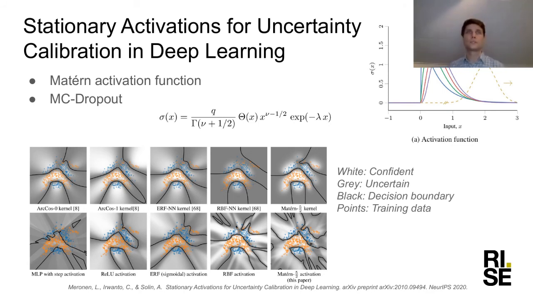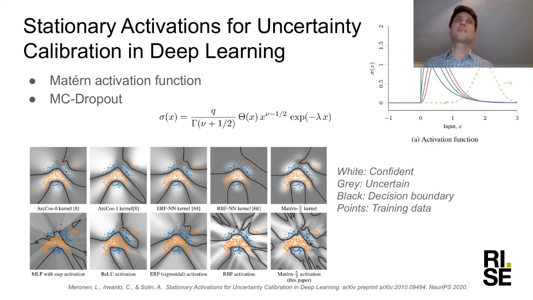Okay, so we are now in the slides regarding papers published in NeurIPS 2020, which is coming very soon now. One of the papers looks at stationary activations for uncertainty calibration in deep learning, and they present this Matern activation function to train a network.